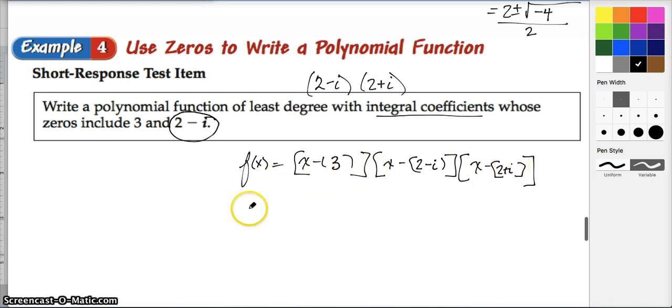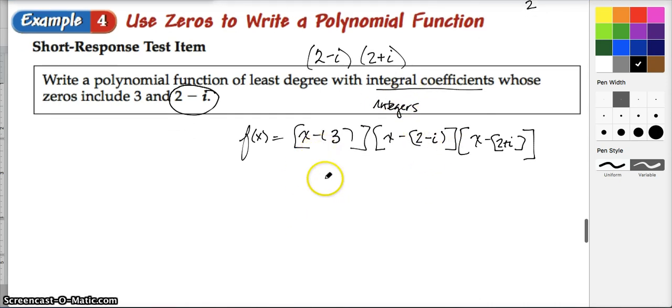But if you are asked to do something like that with integral coefficients, they want to see you multiply the whole thing. So all the coefficients can be integral, or integers, right? Integers, number line numbers, negative and positive, whole numbers, integer coefficients. So now we got to do some work.